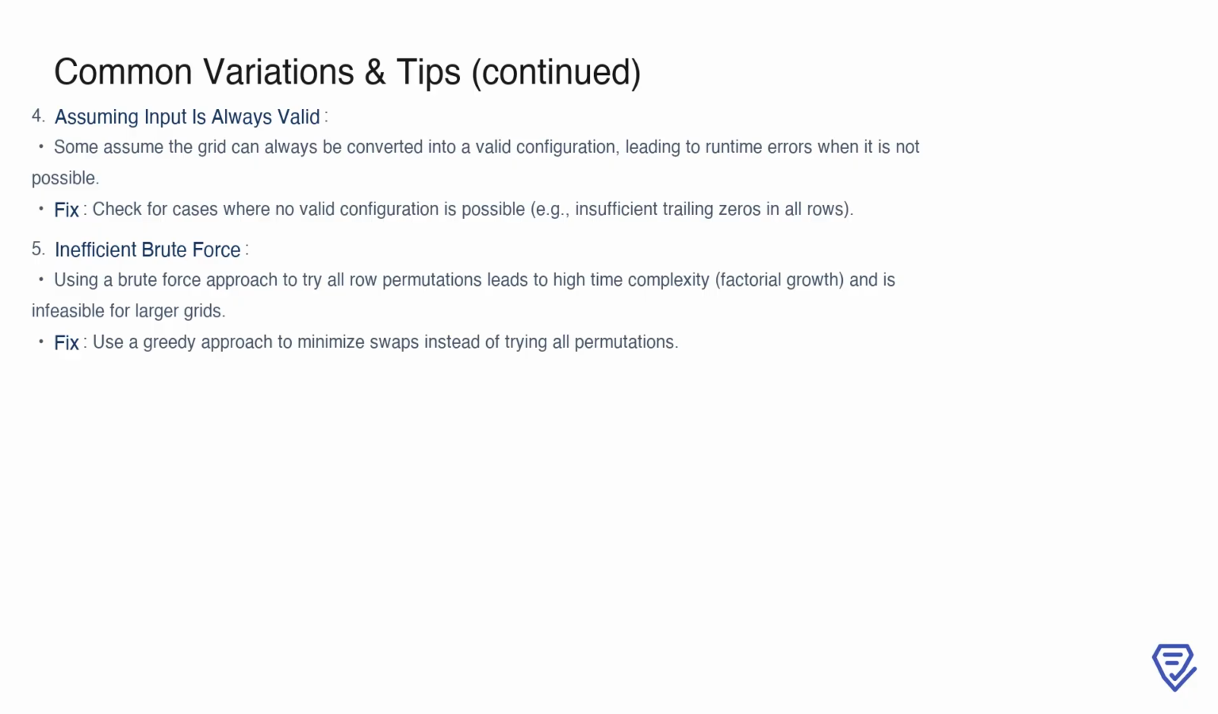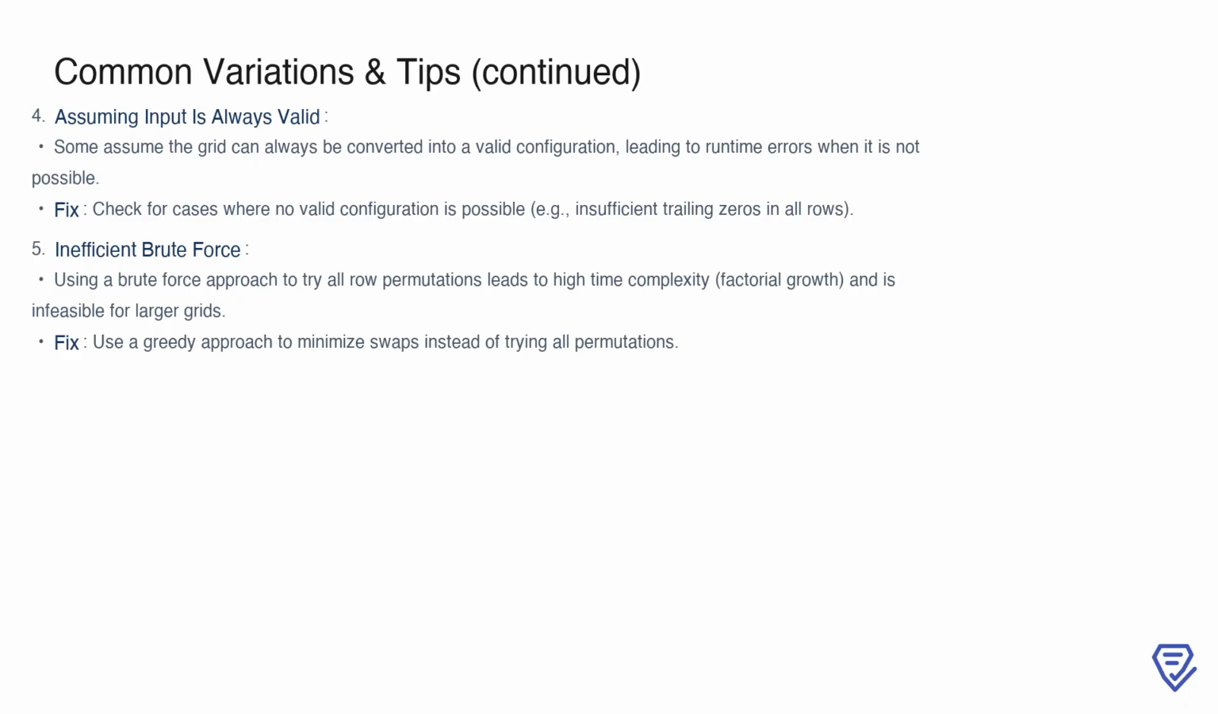Additionally, avoid using a brute force approach to solve the problem. While trying all possible row permutations might seem like a comprehensive solution, the factorial growth in time complexity makes it infeasible for larger grids. Instead, a greedy approach is much more efficient. By always swapping the first valid row upward, you minimize the number of swaps and solve the problem within a reasonable time frame.